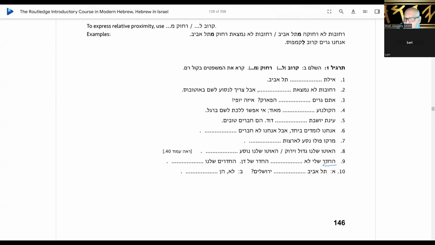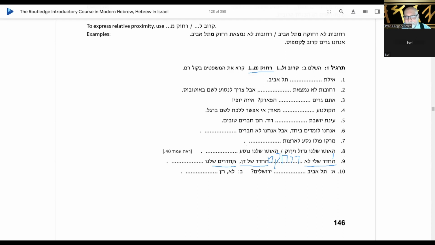Okay, so hehader shali. So this is my room, the room belonging to me. Lo blank. Hehader shel Dan. It's not far. And would it be far from? Mehader, the room belonging to Dan. So let's put Rahok Mem. We'll put a Mem in there. Mehader. So hader shali, so my room, lo rahok, is not far, mehader shel Dan.